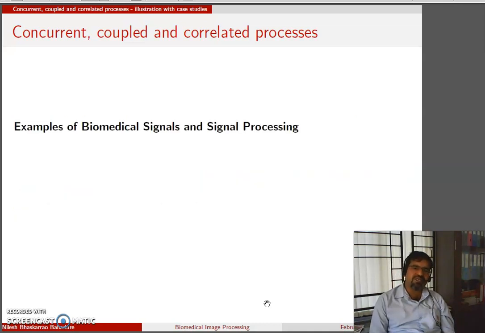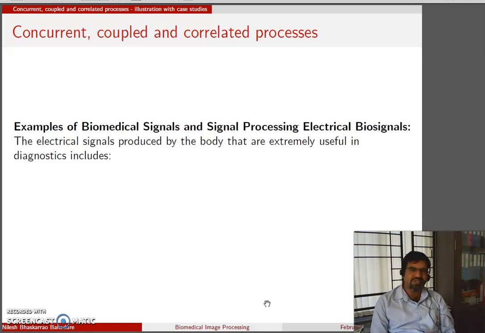Examples of the biomedical signals and signal processing, that means with the help of what mechanism we are measuring the heart rate, we are measuring the oxygen level, we are measuring the different parameters. So these are what we are going to discuss here.